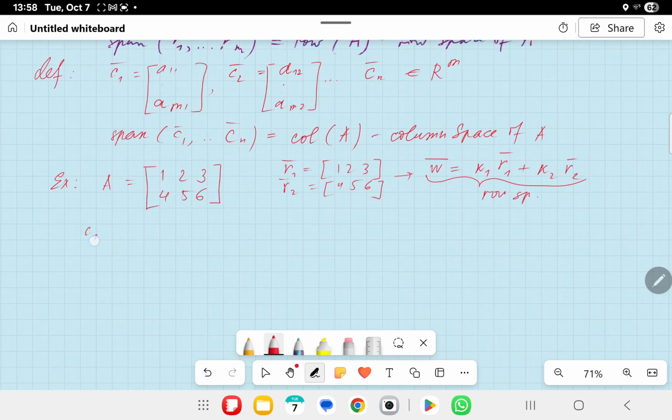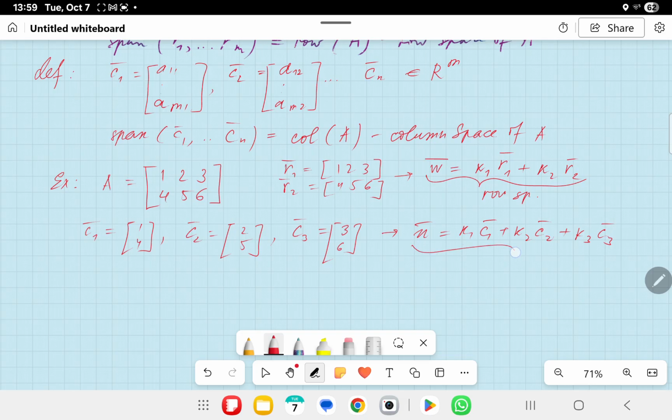Now, columns. Column 1 is going to be what? 1, 4. Column 2 is going to be 2, 5. And column 3 is going to be 3, 6. Well, the column space is going to be all vectors, I don't know, U for example, which are going to be k1 C1 plus k2 C2 plus k3 C3. So all possible linear combinations with all possible different coefficients k are going to make a span, and this span is going to be the column space of matrix A, right?